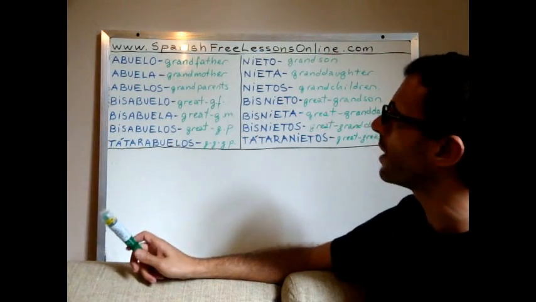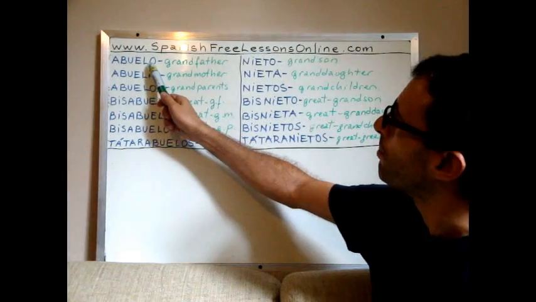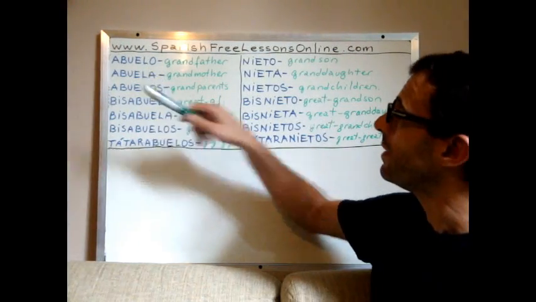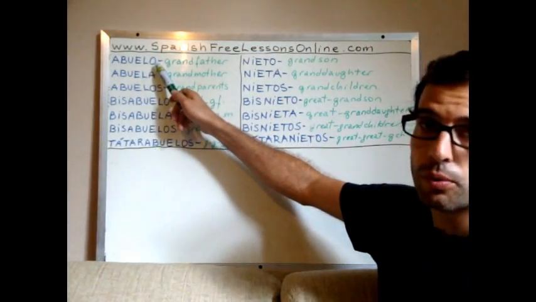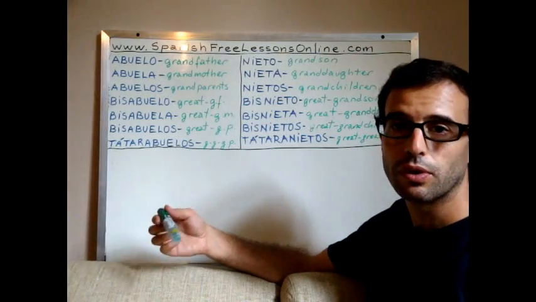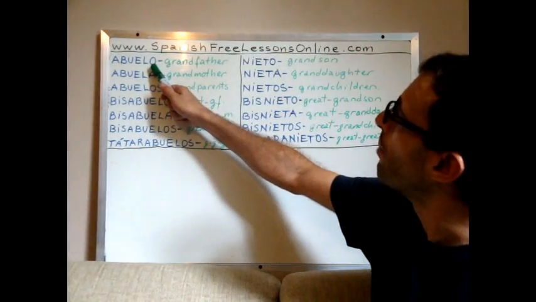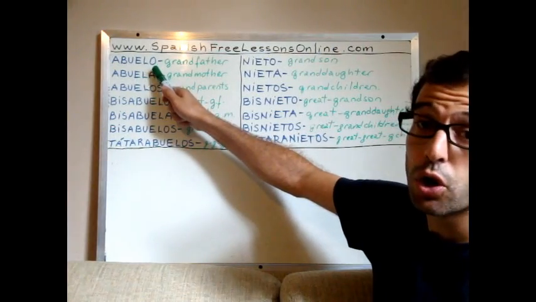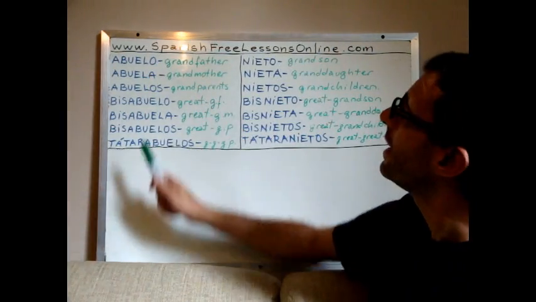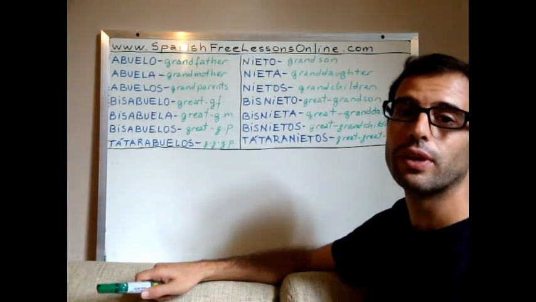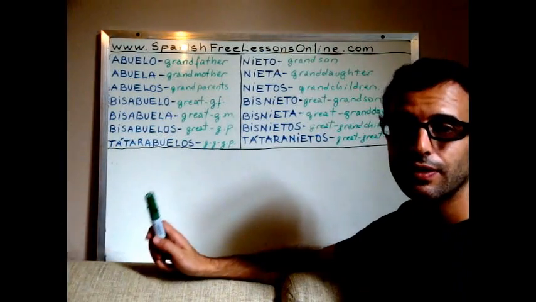Abuelo means grandfather. Masculine words, males, end in an O, right? This is a general rule that always has some few exceptions, okay? So, abuelo finishes with O and is grandfather. Abuela, ending with an A, is feminine. Is a grandmother.